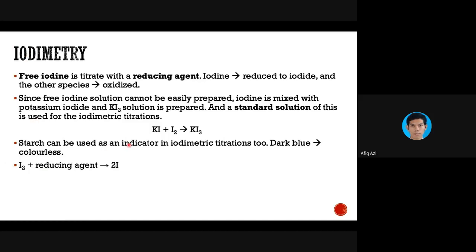Starch can also be used as indicator. The color change will be from dark blue to colorless as well. The general reaction will be I2 plus whatever reducing agent you are using to form 2I minus. So this one will be I from 0 to minus 1.